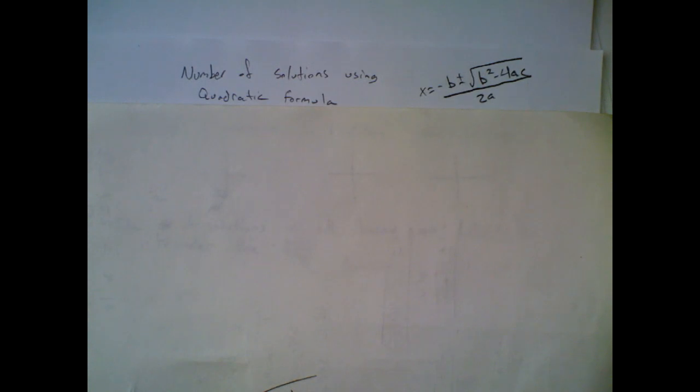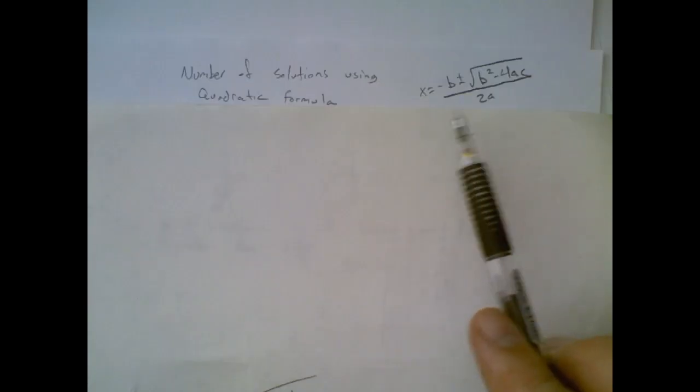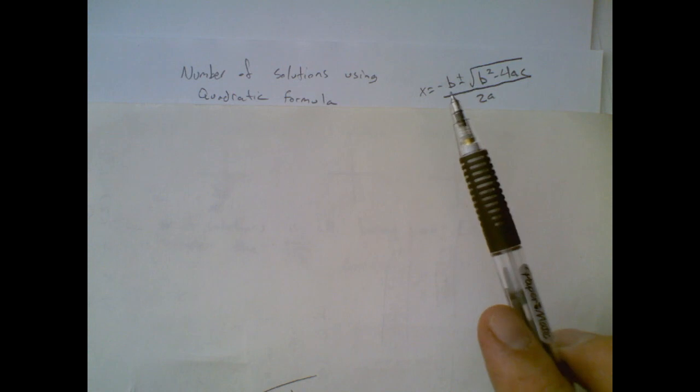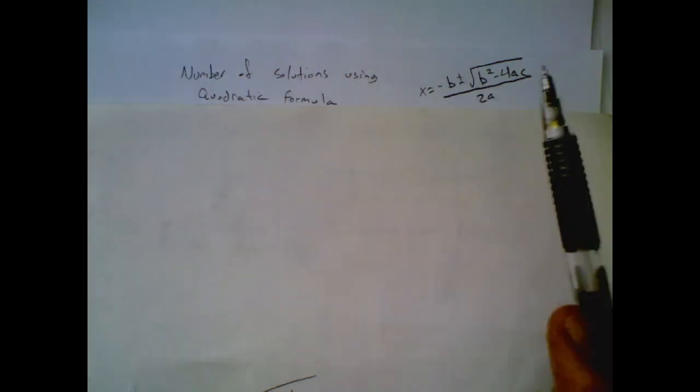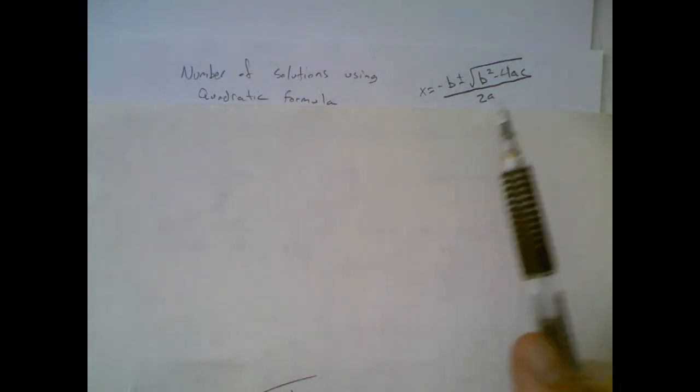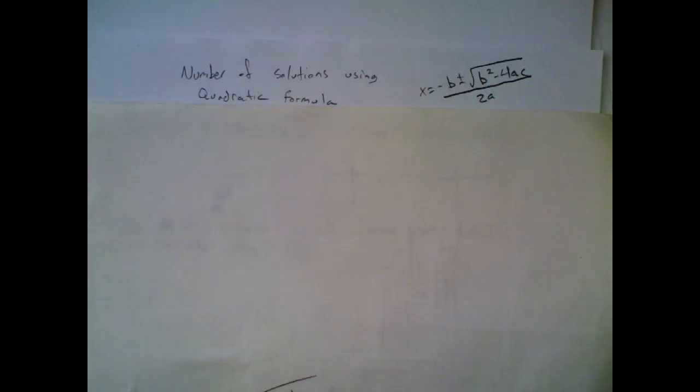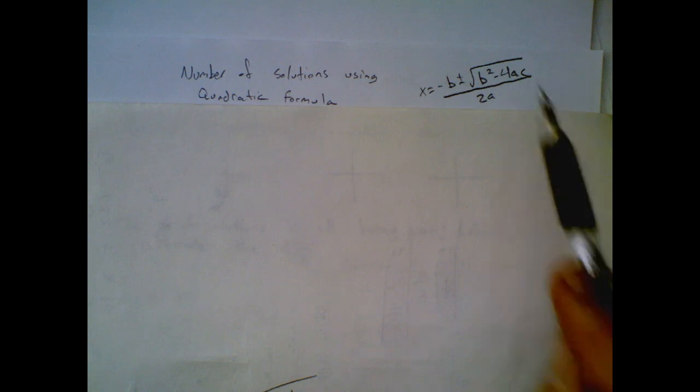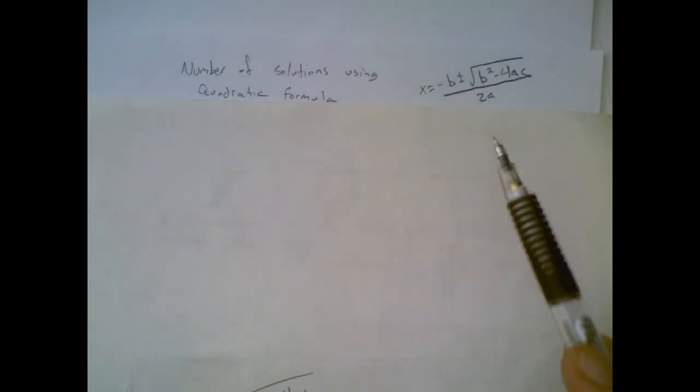So here's part 2 of our notes for 9.5, the quadratic formula. And this is about finding the number of solutions using the quadratic formula. Remember that this is our quadratic formula, x equals negative b plus or minus the square root of b squared minus 4ac all over 2a. If the question was just how many solutions are there, how could we quickly use this to figure it out?